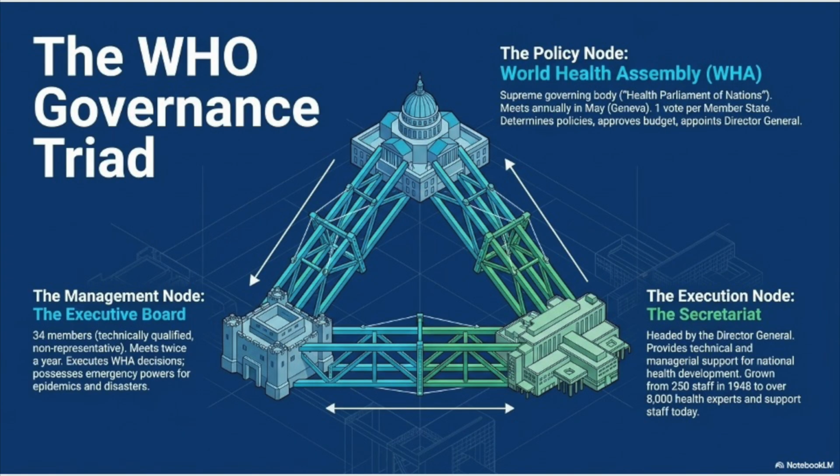The governance of WHO is based on three important components. The World Health Assembly is the highest decision-making body and includes representatives from all member states. The Executive Board implements the decisions of the Assembly and provides technical guidance. The Secretariat, headed by the Director General, carries out the daily administrative and technical work of the organization.